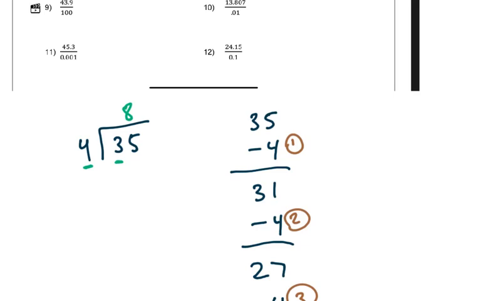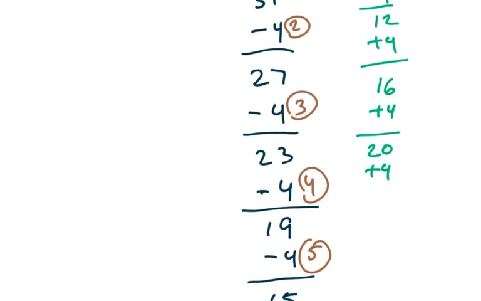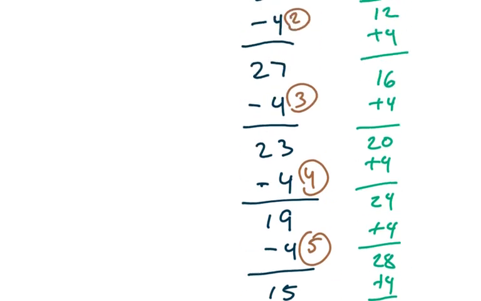If you don't know, then you just keep adding 4 until you actually get over 35. So let's do that real fast and see how many times I have to do this. That's 32, and then here we're going to get to 36, which by the way is 9 times 4.